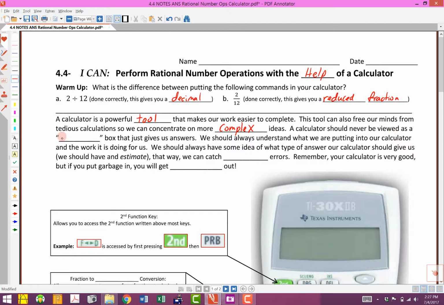A calculator should never be viewed as a magic box. It is not a magic box that just gives us an answer, and we should always understand what we are putting into our calculator and the work that it's doing for us. You should also have an idea of what type of answer your calculator is going to give us. So is it going to be positive? Is it going to be negative? Is it going to be big? Is it going to be small? In other words, if you have an estimate, you might be able to catch an input error. And an input error is when we put things in the calculator the wrong way. Okay, so remember, your calculator is very good, but if you put garbage in, you're going to get garbage out. It will only be as good as the information that you put into it.